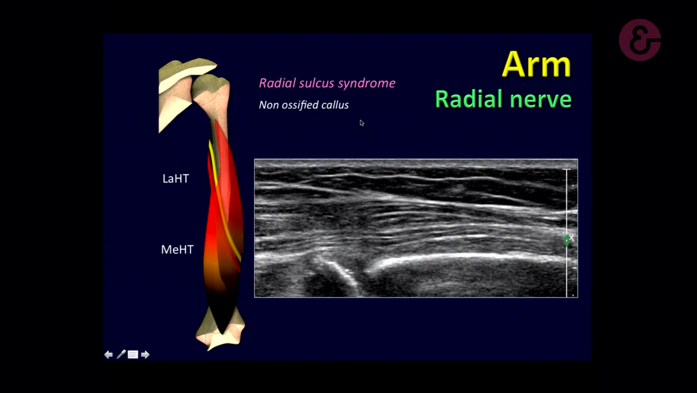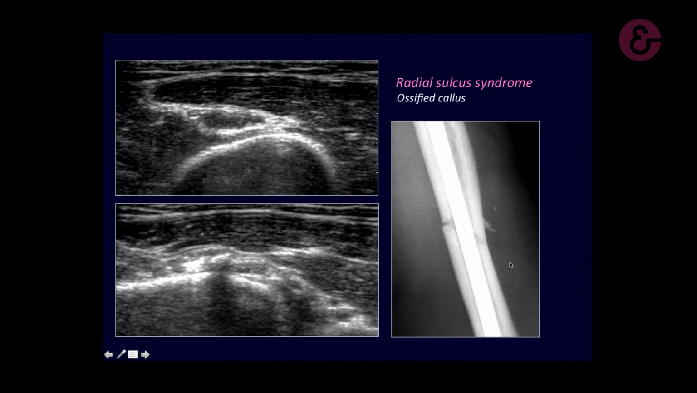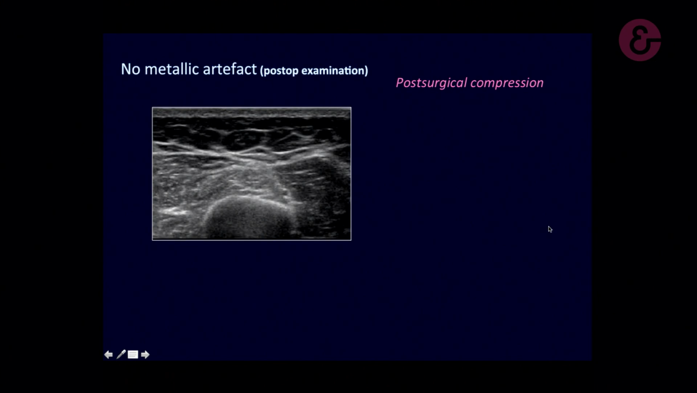So non-ossified callus is a little bit easier if you have a large nerve and you have some hyperechoic material in contact with the nerve, compressing the nerve, as in this case. But this is quite easy to do the diagnosis on the X-ray if you have the clinical findings together. The most important thing of ultrasound is to judge after surgery. There is no problem at all with the orthopedic material. You can do that. MRI is impossible.